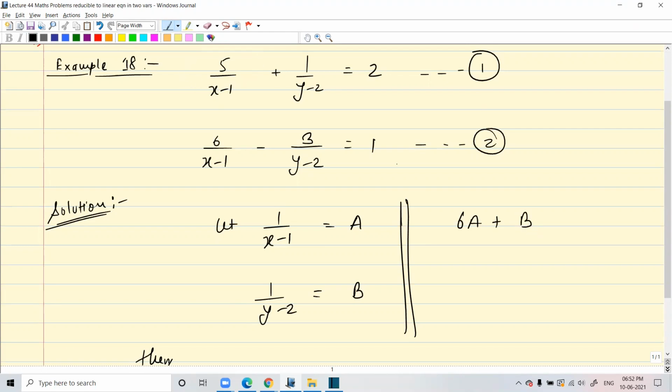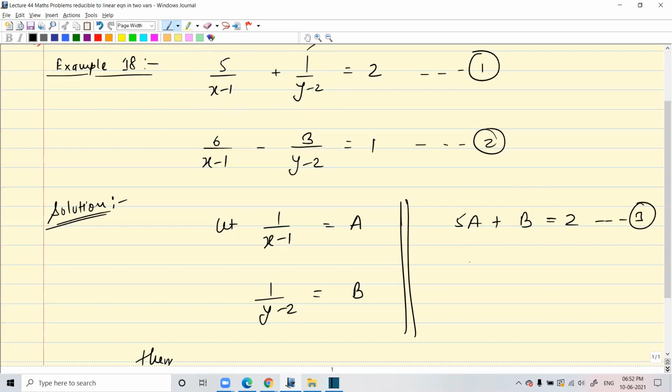Okay, but the first equation is 5, right? So it will be 5a, right? Yeah, okay. So this is 5 over here, 5 into 1 by x minus 1. So it will become 5a, okay? Everyone is okay with that, 5a? And then this is just b, okay? Fine. So 5a plus b is equal to 2.